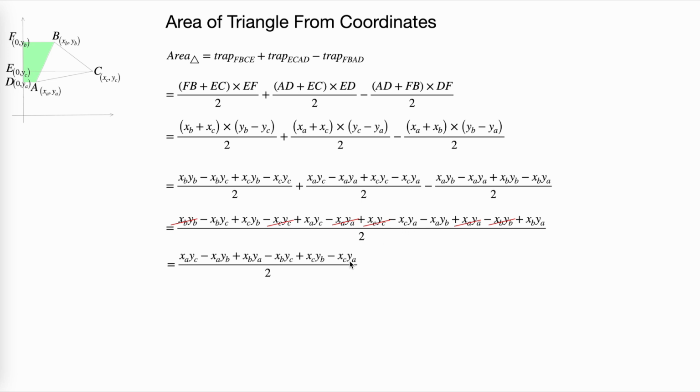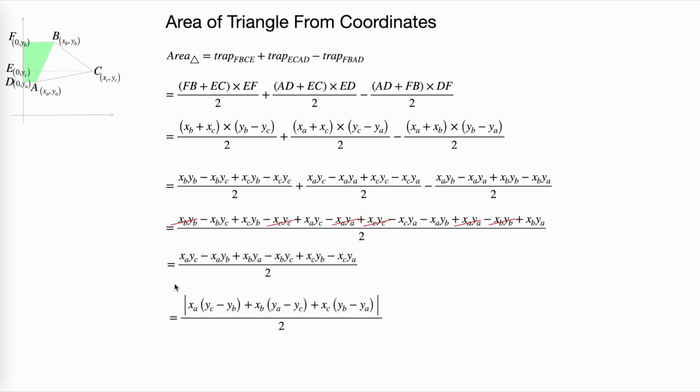I am going to factor out the XAs here, and I'm putting an absolute value because this is the area of a triangle. Area is always positive. Put the absolute value to make sure that our result is positive. I'm factoring out the XA from here, and I'm left with YC take away YB. Here I'm factoring out the XB. I'm left with YA take away YC. Here I factor out the XC, and I'm left with YB take away YA.